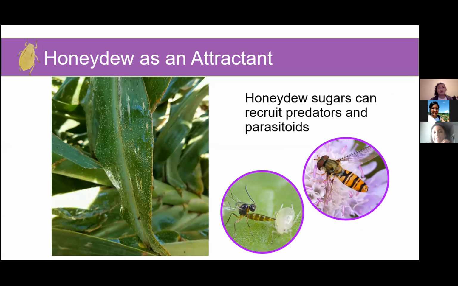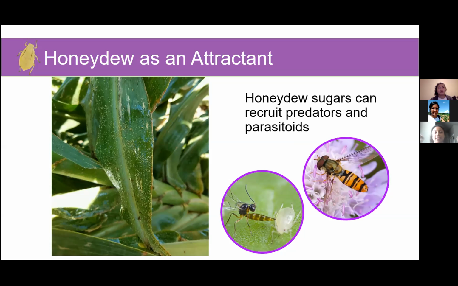Now, this is pretty great, but since we are talking about biological organisms, I do want to note that honeydew sometimes can attract a predator or parasitoid differently, depending on whether it is on one plant versus another, even if it's the same pest species occupying the plant. So for example, let's talk about this hoverfly. This is the marmalade hoverfly, and it is known to attack a pea aphid.